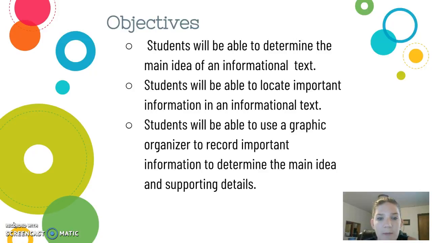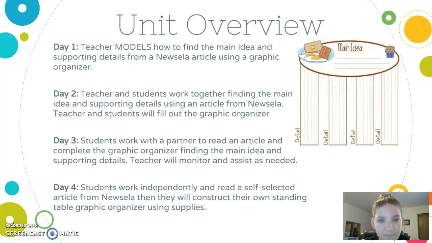The first objective I made was students will be able to determine the main idea of an informational text. Second is students will be able to locate important information in an informational text. And then lastly, students will be able to use a graphic organizer to record important information to determine the main idea and supporting details. I did the backward model, and for that model, you are to state the objectives first, so I actually created those before the lesson.